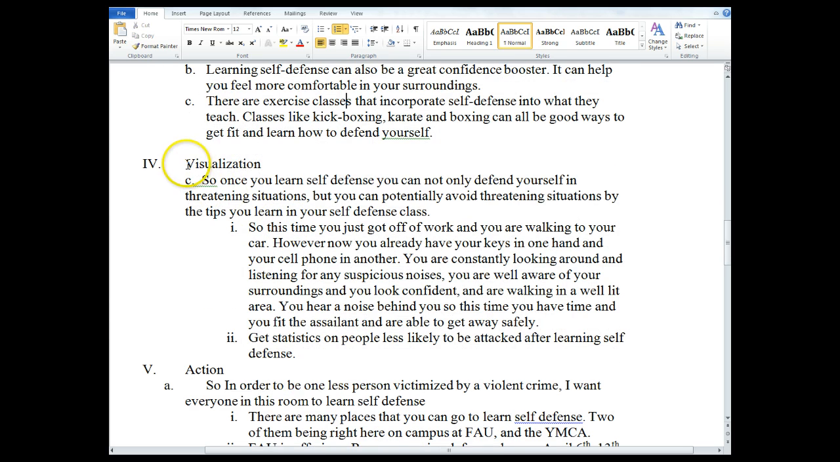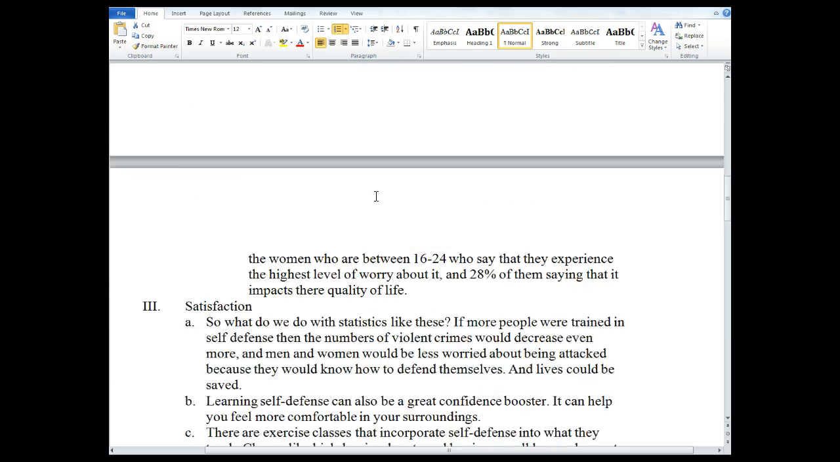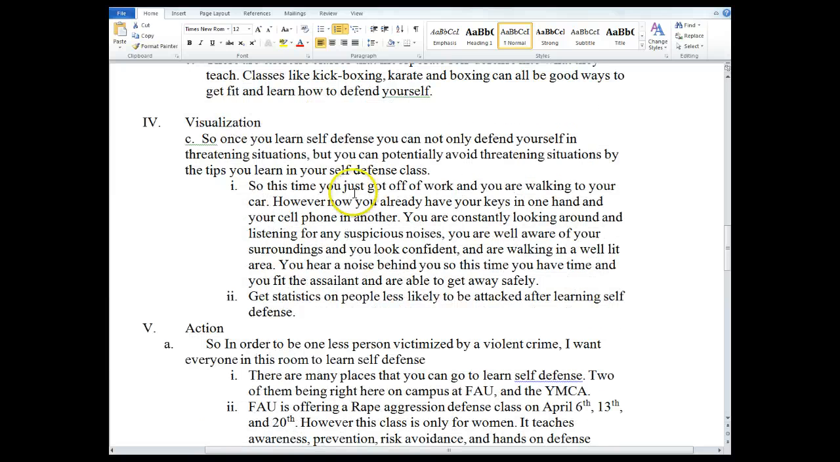The third step is visualization. Remember, what you want to do here is go back to the narrative, but you're actually going to fix it. So remember, the narrative she had was that she got attacked. Here now we have the same thing sort of happens, but she knows what to do and she's able to get away safely. So that's the point here.